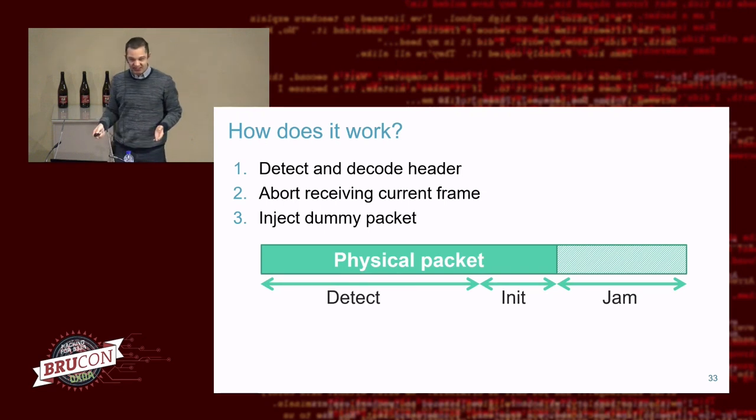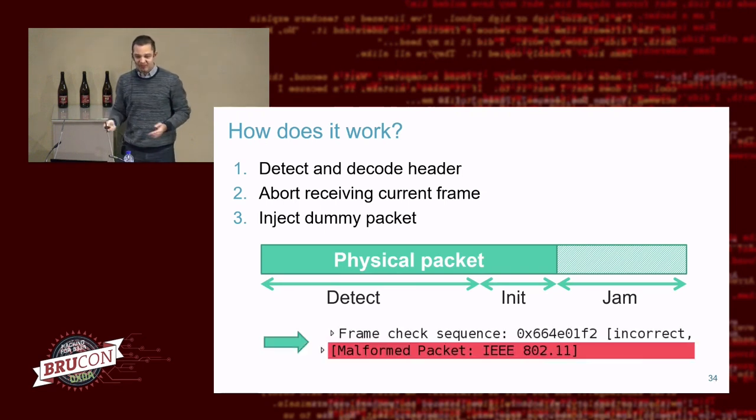And why is that the case? Well, every Wi-Fi packet contains a CRC, a checksum, and by jamming the last bytes of the Wi-Fi packet, this checksum will become invalid, and because of that, the receiver will drop this packet without looking at the content at all.